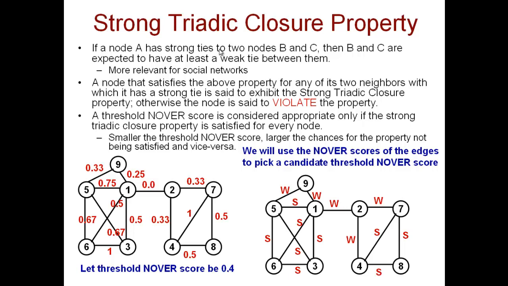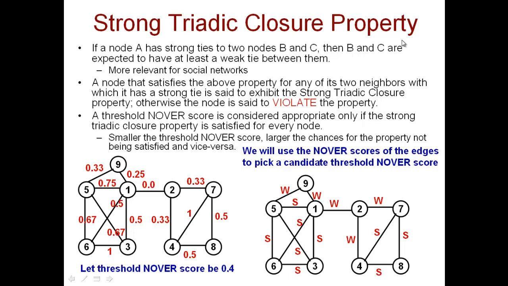So if a node satisfies this property for any two of its strong tie neighbors, then that node is said to satisfy the strong triadic closure property. If every node in the graph satisfies the strong triadic closure property, then the whole graph is said to be satisfying the strong triadic closure property. If even one node does not satisfy the property, which we say is violating the property, then the whole graph is considered to violate the property. Okay.